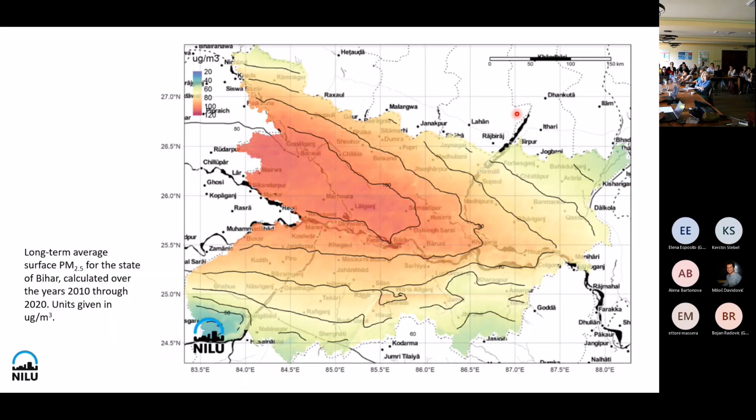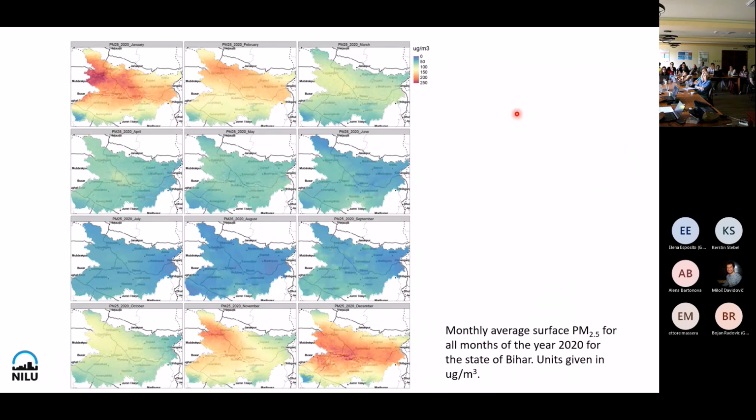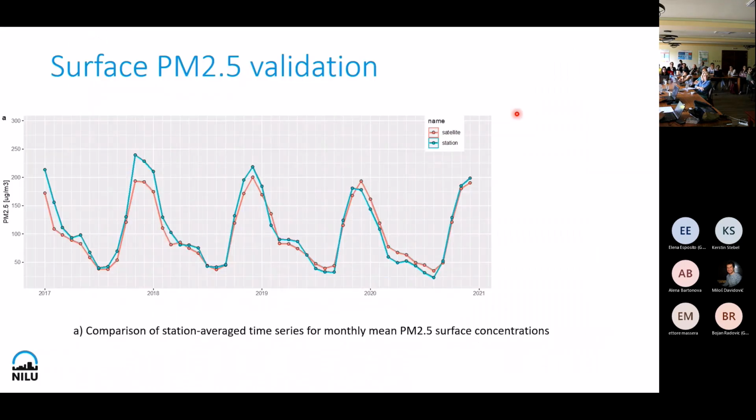We did the same for another state. This is the neighboring state called Bihar. It's just next to Uttar Pradesh. It has quite similar levels, but a bit lower overall. But what I really want to show is this.